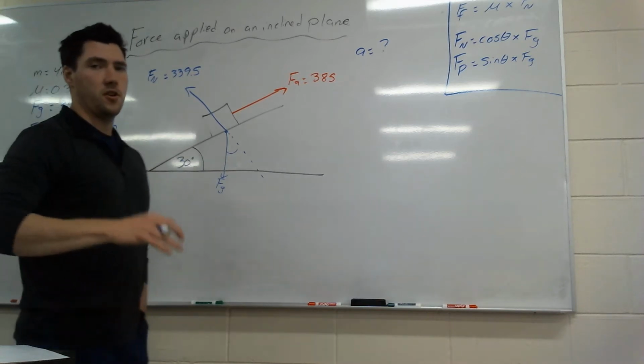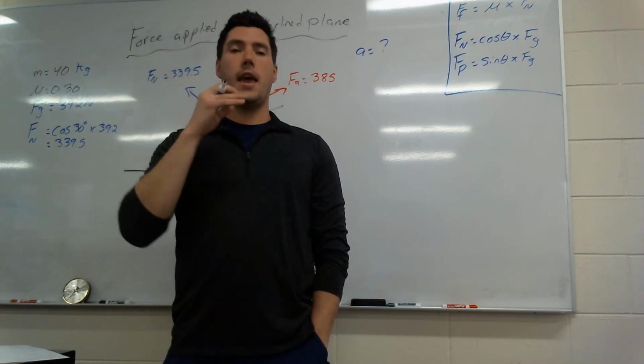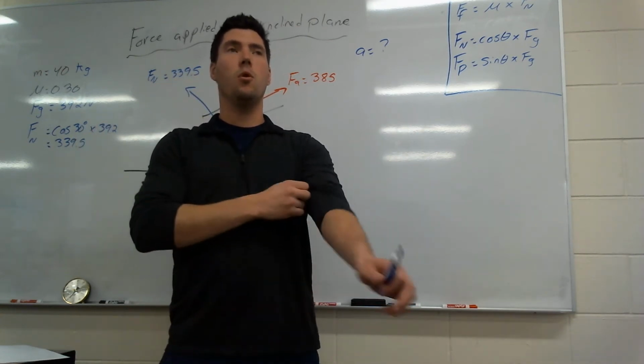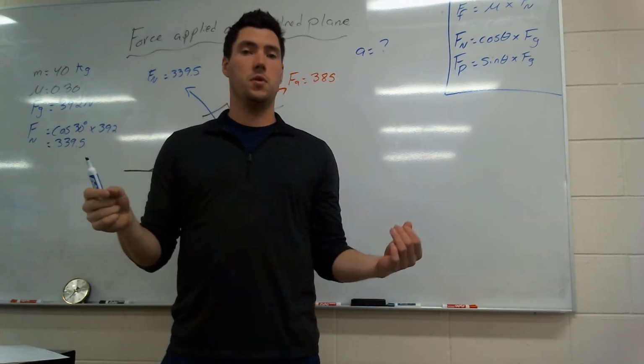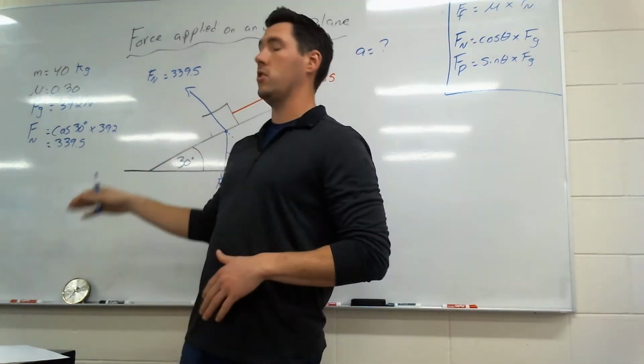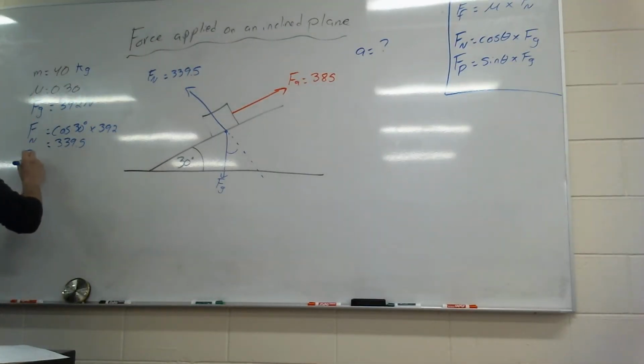With that, I can find my force of friction. Sorry, I'm a little off screen there. The most important thing to remember this week is I can't put a direction on force of friction yet, because I don't know which way this is moving. I don't know if force applied is winning or if force parallel is winning, so I can't put an arrow on force of friction yet. I'm going to find it, but I can't put an arrow yet. Force of friction is still mu times force normal, so I have 0.3 times what we just found, 339.5. That gives me an answer of 101.9. I'm not going to put an arrow yet.